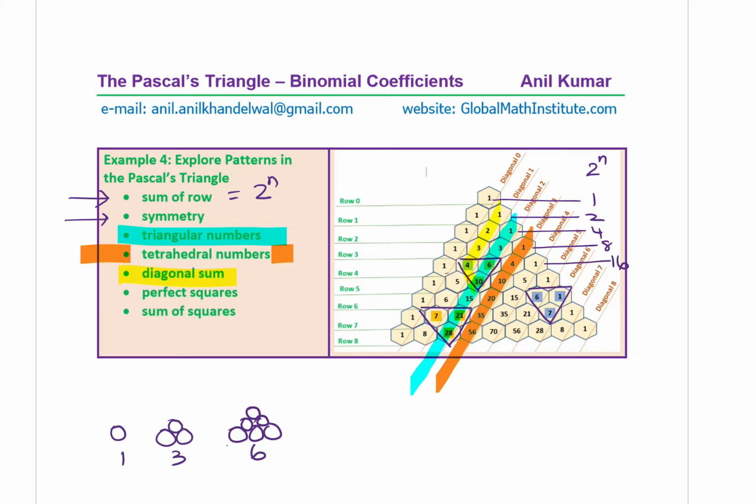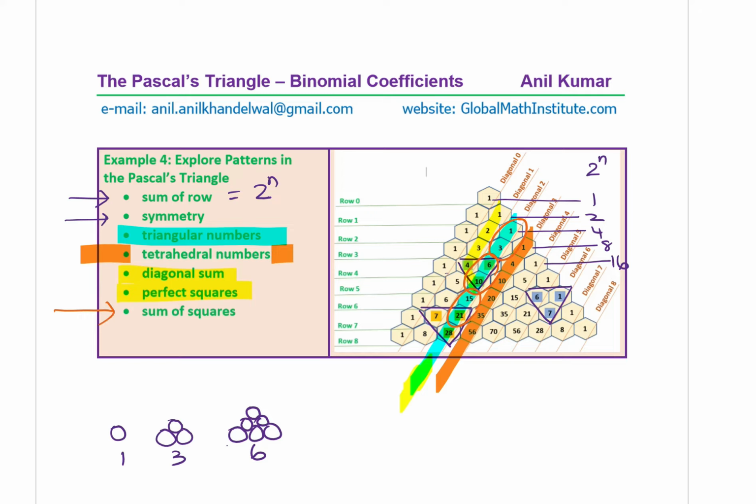You can also figure out some perfect squares from here, especially looking into the third row itself. If you combine any two elements, for example, 1 plus 3 is 4, and 4 is a perfect square. 6 plus 10 is 16, which is again a perfect square. 15 plus 21 is 36, which is a perfect square. That is how you could do it, and this is left for you.